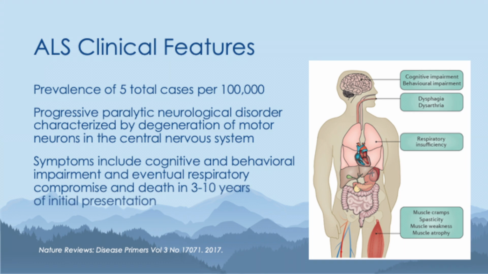So to begin, let me talk about the clinical features of ALS. This is a rare disease with a prevalence of about 5 total cases per 100,000 individuals across many different ethnicities. It is a progressive paralytic neurological disorder characterized by degeneration of motor neurons in the central nervous system. And the symptomatology includes cognitive and behavioral impairment and eventual respiratory compromise and death, usually within 3 to 10 years of initial presentation.